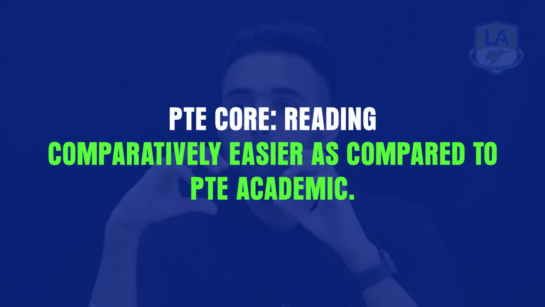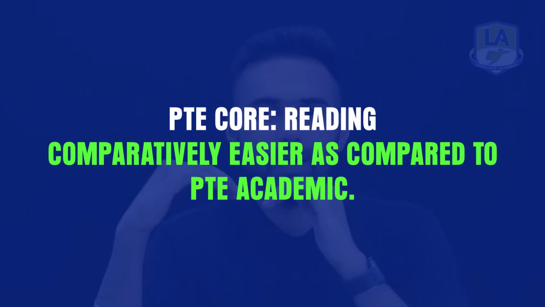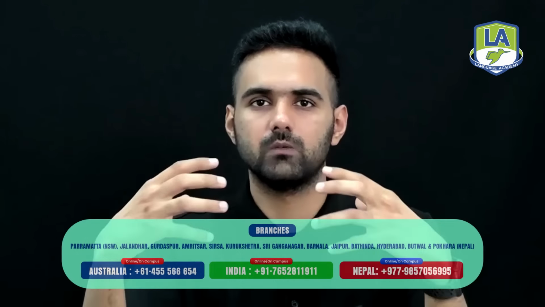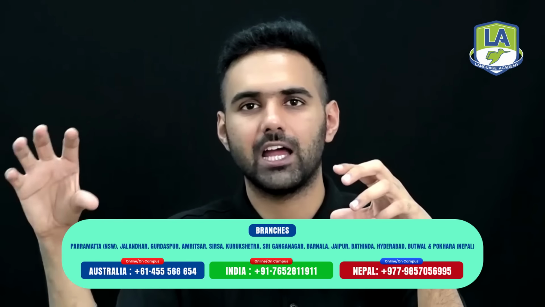One thing, PT Core reading is comparatively easier as compared to PT Academic. PT Core is more general in nature, right? You'll have general words, commonly used words, whereas in Academic, you have more formal language. But in PT Core, you have a bit of informal language. So reading is comparatively easy, not very easy, but comparatively easy. So you don't have to stress much about it, but yes, you have to practice as much as you can.